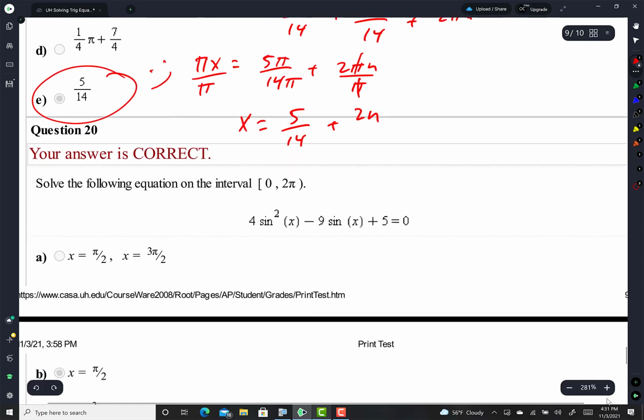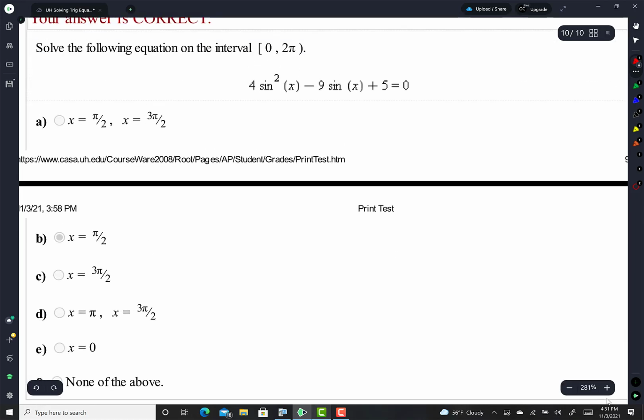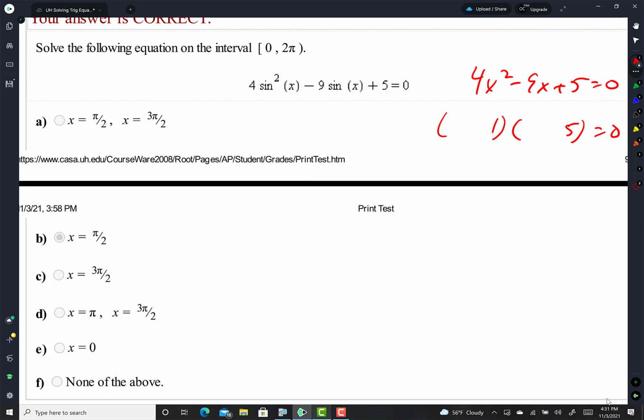All right, last one. Finally. So here we go. This is similar to 4x squared minus 9x plus 5 equals 0. So let's see if we can find our factors here. There's only one way to get 5, 1 and 5. So let's see. I need to add up to a 9.